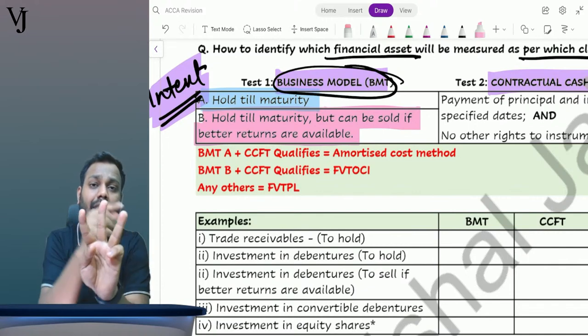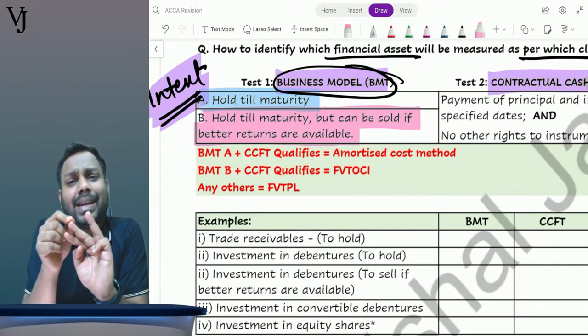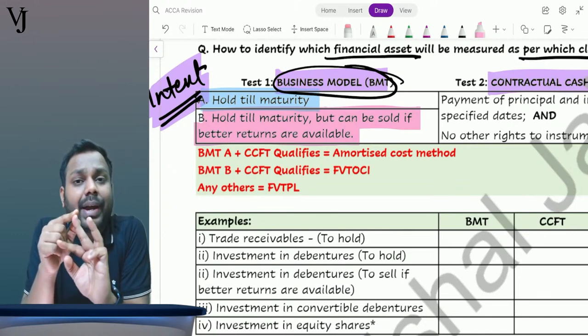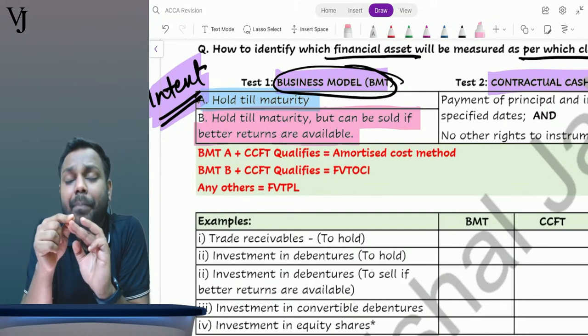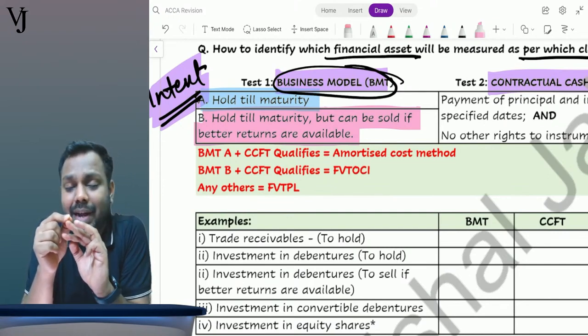Hold till maturity, hold for trading. Third one is hold till maturity, but I can sell if better returns are available. Though I don't want to sell, if I get some exceptional returns, some better returns, I can sell in that scenario. In that scenario, I can sell it off.